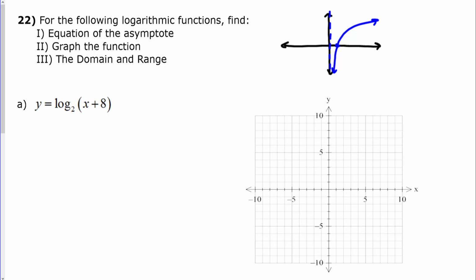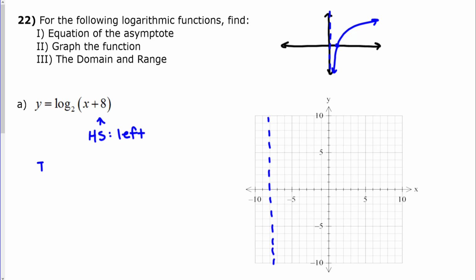Now, the 8 right here on the inside of my logarithm is going to be a horizontal shift. It's going to be 8 units going to the left. So that vertical asymptote that would have been at 0 starts at negative 8. So I'm going to draw a vertical asymptote right there.